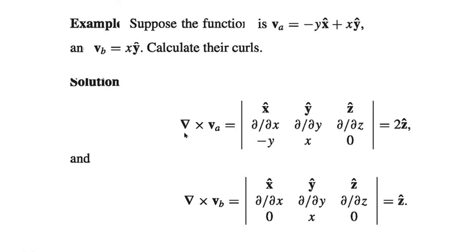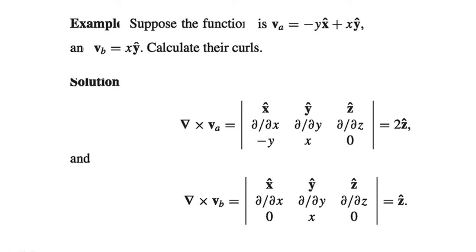Consider the first case. The del cross va equal to x cap, y cap, z cap. That's the unit vectors in the first row. In the second row, del in component form dou by dou x, dou by dou y, dou by dou z. And in the third row, the component of x cap, that is minus y, component of y cap, that's x. There is no z cap, so that term will be 0. If you take the determinant, you will get the answer 2 z cap.